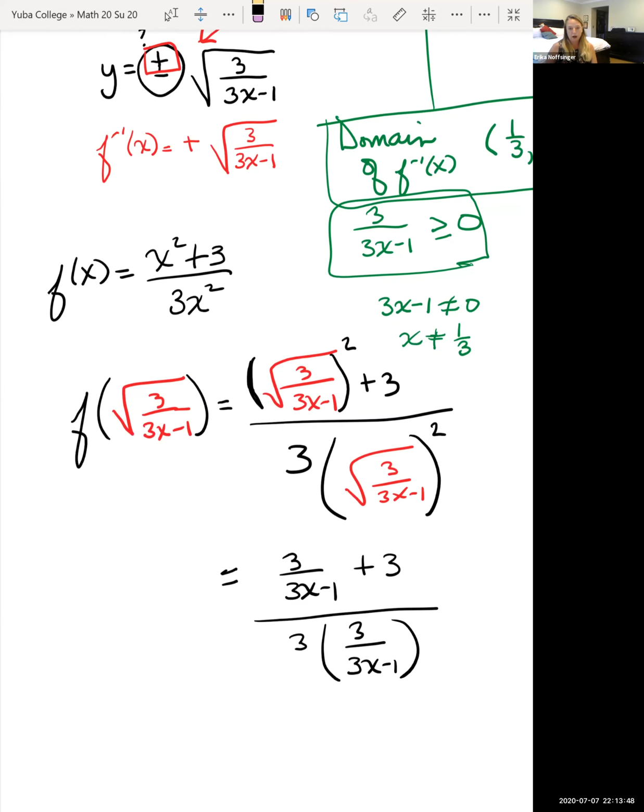Again, we're dealing with a complex fraction, and so we're going to need to simplify. So let's multiply by the LCD of all the fractions within. Well, the only denominator of the fractions within is 3x minus 1. So we're going to multiply by a fancy one, 3x minus 1.